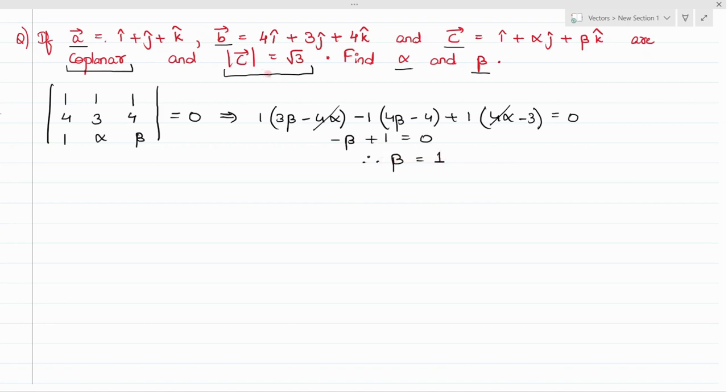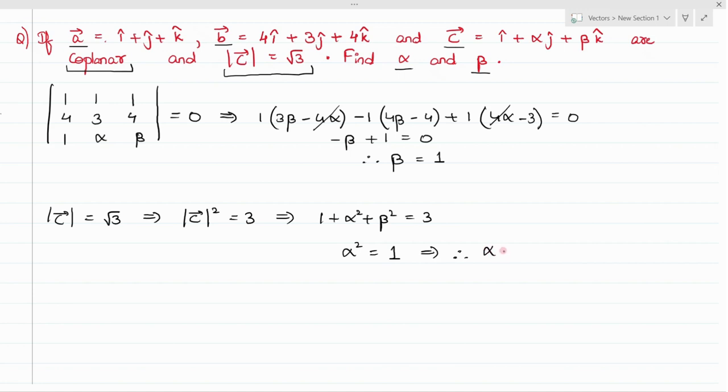Now, one more condition is given, that is the magnitude. Magnitude of C vector is given as root 3. When you square it on both sides, it becomes 3. Now, 1 plus alpha square plus beta square is nothing but 3. We know the value of beta, that is 1. When you do this, alpha square becomes 3 minus 2, that is 1. Therefore, alpha will be plus or minus 1. So these are the values of alpha and beta.